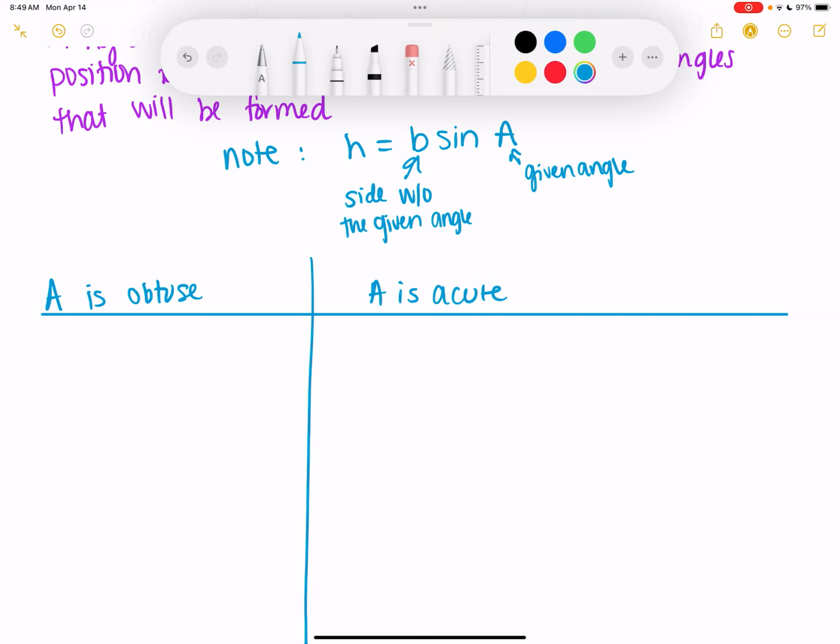So, do we remember what an obtuse angle is? Yep, greater than 90 degrees. What about acute? Yep, less than 90 degrees. Obviously, if it's equal to 90 degrees, it's a right triangle, and we wouldn't be doing this. We would just be using the Pythagorean theorem and or our general trig functions to solve them.